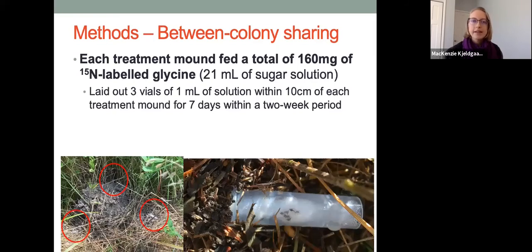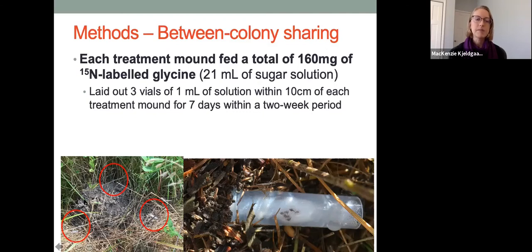So to spike these colonies with nitrogen-15, we fed each treatment mound a total of 160 milligrams of nitrogen-15 labeled glycine, and that was mixed in a sugar solution. This amount was based off of some preliminary tests that we did in the laboratory that I don't go into here, but again, happy to talk about isotopes if you ever want to. And this is an example of what that looked like.